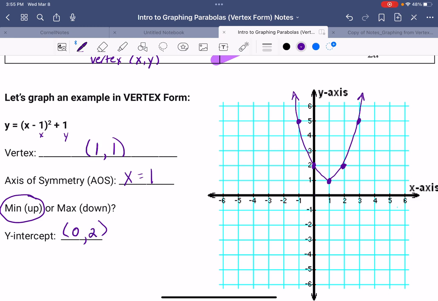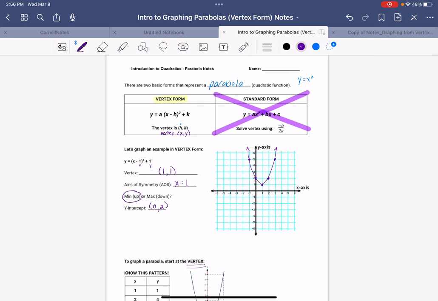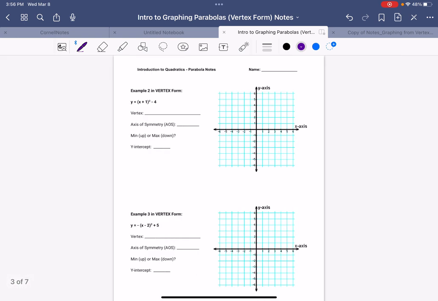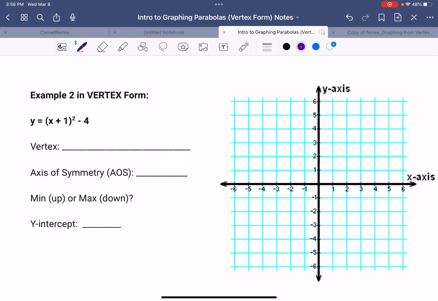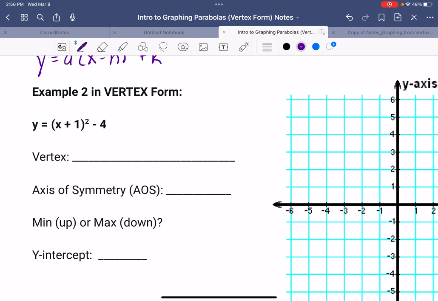All right, let's go ahead and try another one. Let's do example 2. Looking at here, I'm going to go ahead and write this in here: y = a(x - h)² + k. That is our format. Okay, so looking at the vertex form that's given to us, what is our vertex?